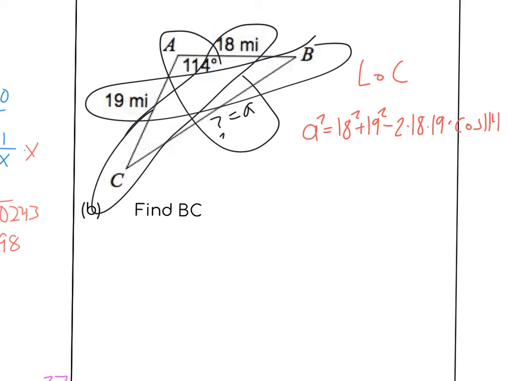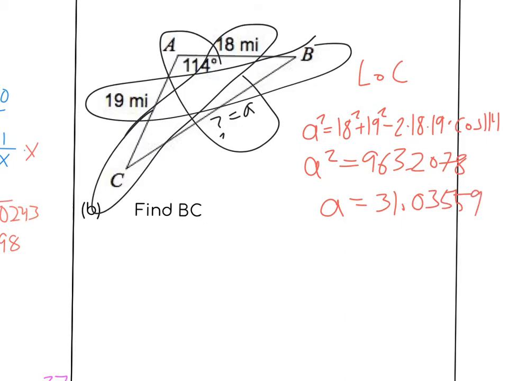And again, as soon as I do that, I can start calculating. So we've got 18 squared plus 19 squared minus 2 times 18 times 19 times cosine of 114. Doing that, I've got A squared is equal to 963.2078. If I square root stuff, we end up getting A is equal to 31.03559.